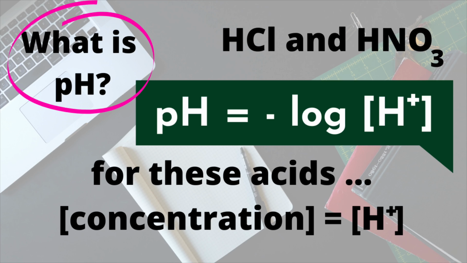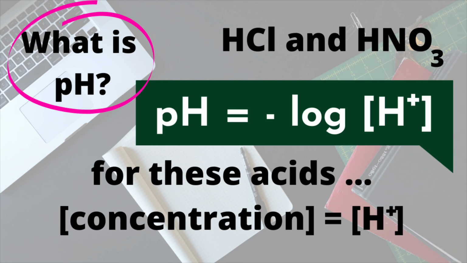Now, how we get that pH value is by the calculation you can see on screen now. pH equals minus log of the H+ ion concentration. And for the two acids that we're going to be studying, remember that's HCl and HNO3, you can see them at the top of the screen now, the concentration of those acids is the same as the concentration of the H+ ion they donate, because they dissociate completely in aqueous solution.